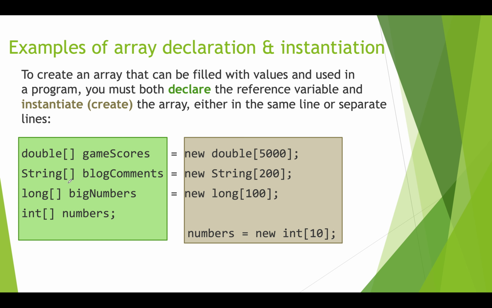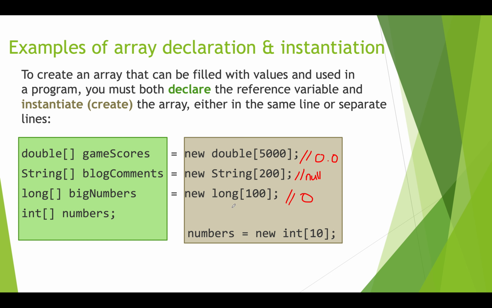Then we can create an array of strings, and we call it blogComments. This is our reference variable that we're creating over here. And then this actually creates the array on the heap to hold 200 strings. So the 200 slots in this case would all hold null because String is an object. The 5,000 slots up here would hold 0.0. So let me just write that. This is going to hold 0.0, 0.0, 0.0. These ones are all going to hold null inside. We're going to have 200 null values until we actually assign them to something. This one, new long, is going to have zeros as well.